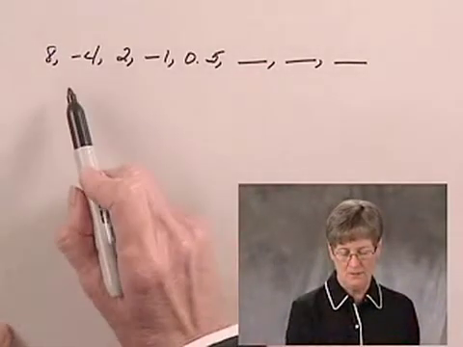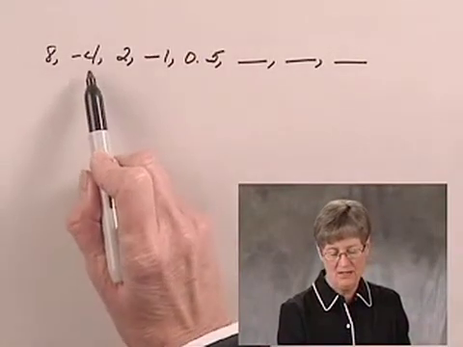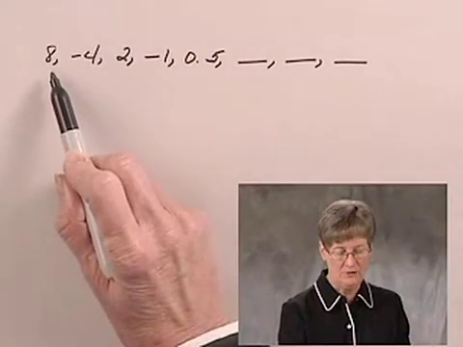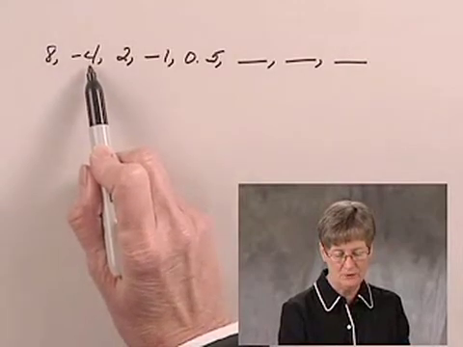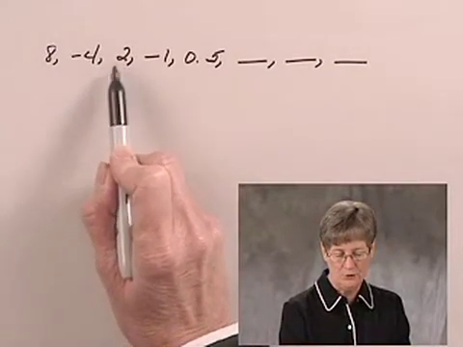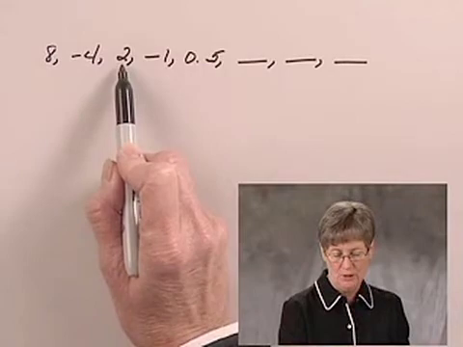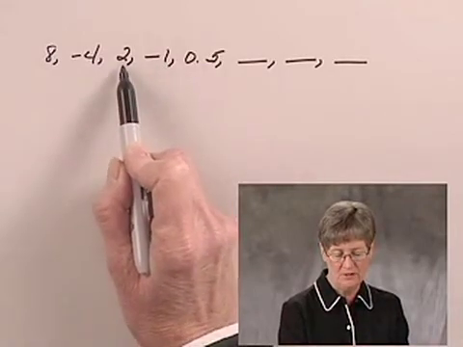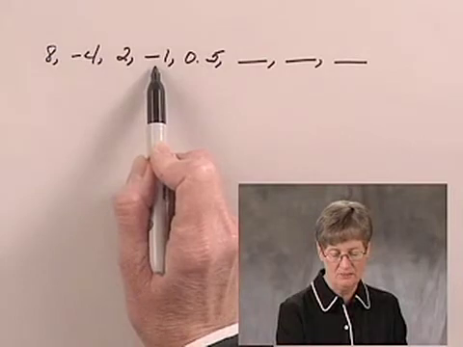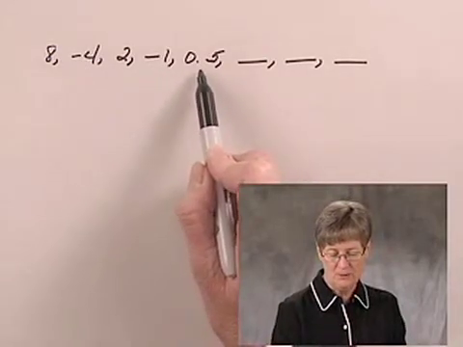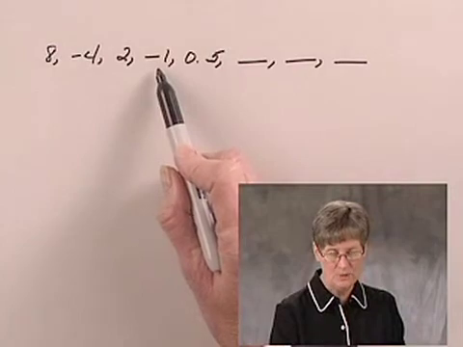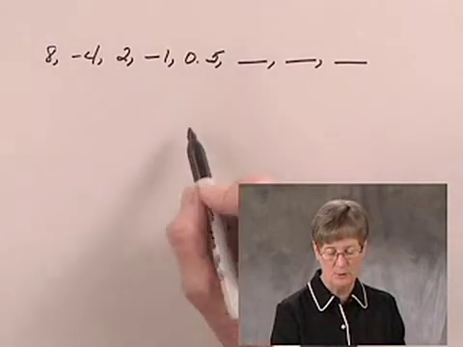And the fourth and final sequence has the numbers 8, negative 4, 2, negative 1, 0.5, and again we want to fill in the last three. Well, let's just take a look at what's happening here. To go from 8 to negative 4, we divide 8 by negative 2. 8 divided by negative 2 is negative 4. To go from negative 4 to 2, we would divide negative 4 by negative 2, and that would give us 2. To go from 2 to negative 1, we would divide 2 by negative 2. That gives us negative 1. To go from negative 1 to 0.5, we would divide negative 1 by negative 2. We would get 1/2, or 0.5.